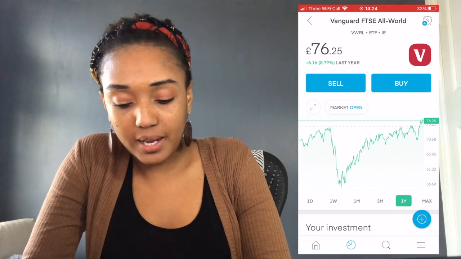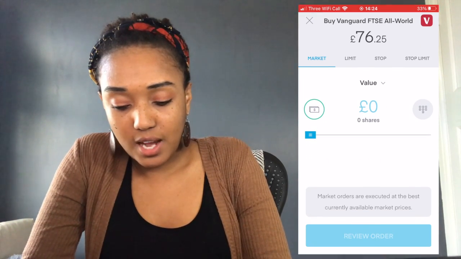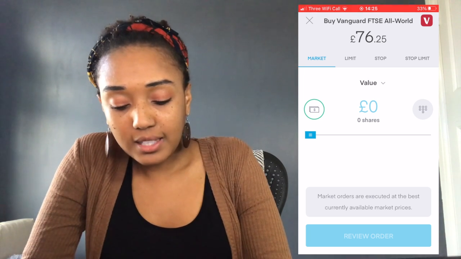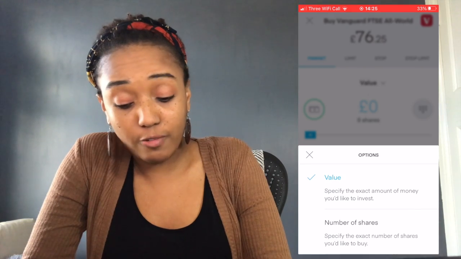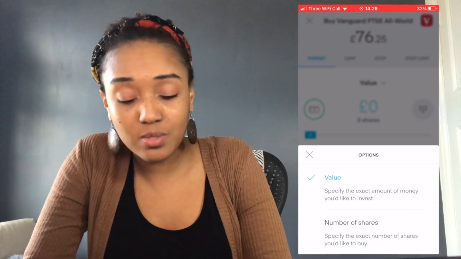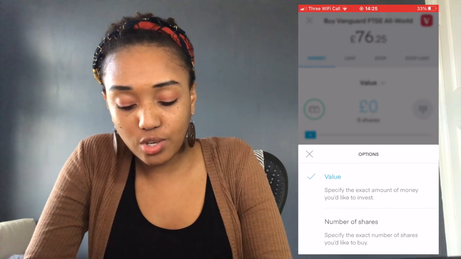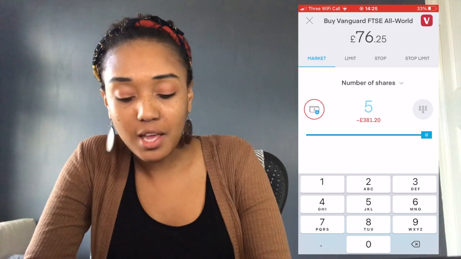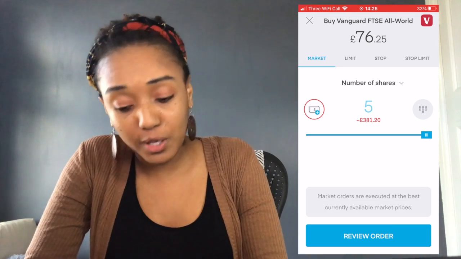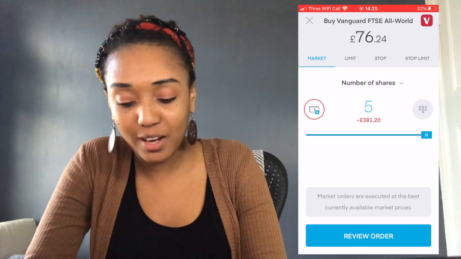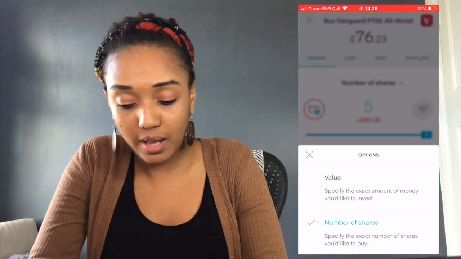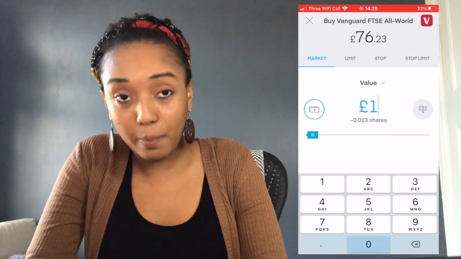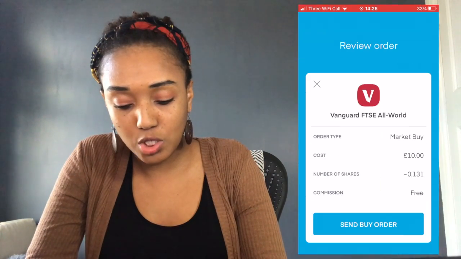So I'm going to hit buy at the top, and then you can see that I will be buying at the market value. Here I can either choose the exact amount of pounds that I want to invest, or I can choose the number of shares. If I had a lot of money to invest, I could say I want 5 shares, but 5 shares is equivalent to £381, which I don't have in my account right now. So I'm not going to do that. I'm going to go to value instead. I'm going to delete that amount, and I'm just going to put £10 in, and I'm going to review order.